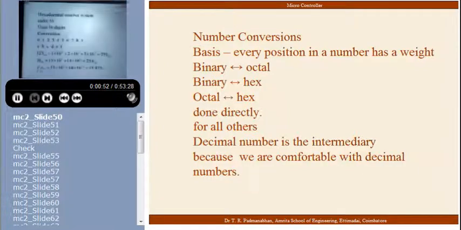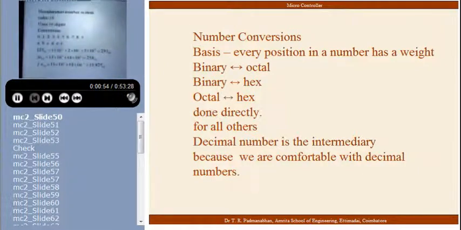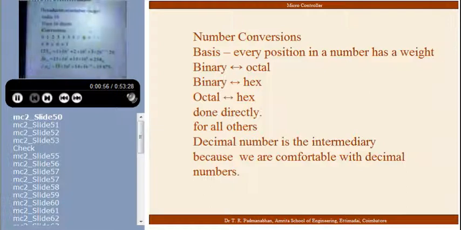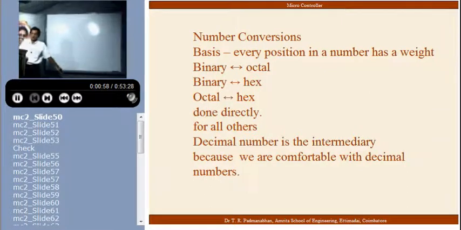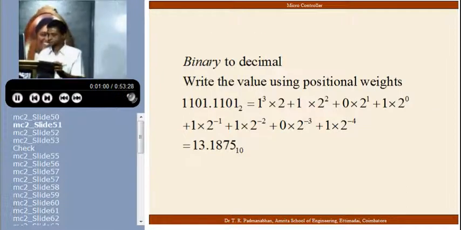We should be able to do a reverse conversion and conversion from one number system to another system. In fact, this all will be, I think, the lab and all that we will be doing in a way tomorrow onwards.